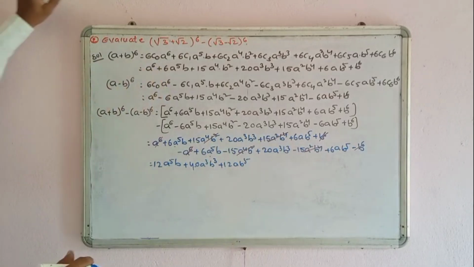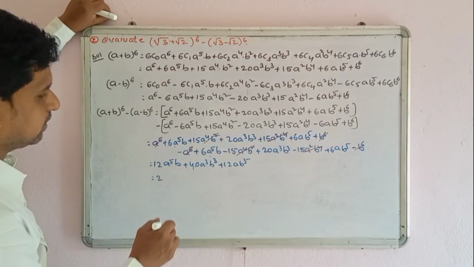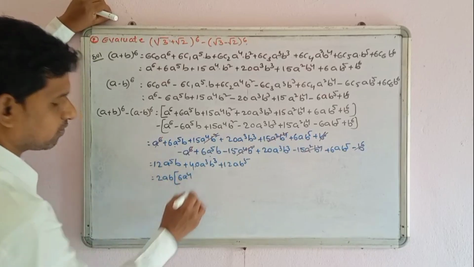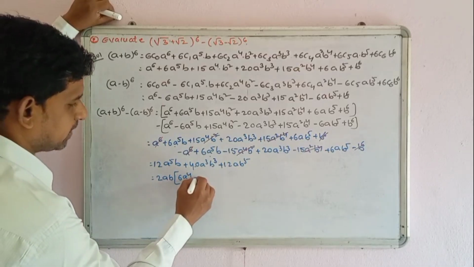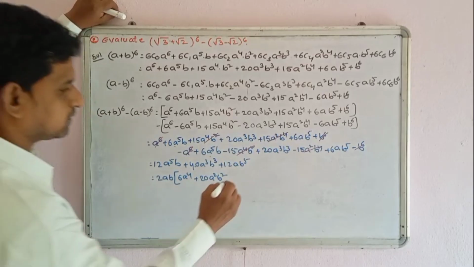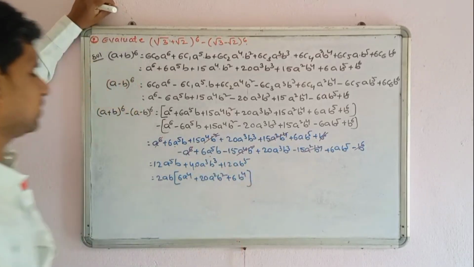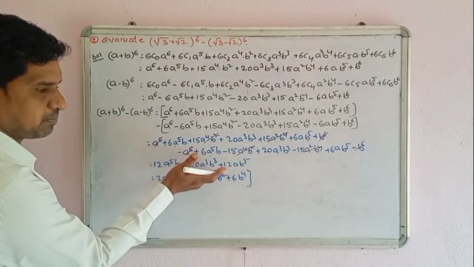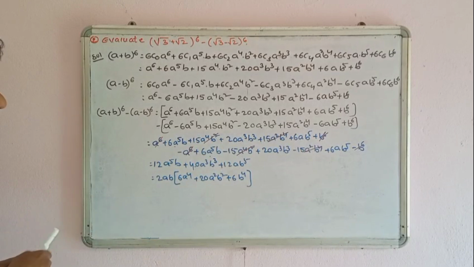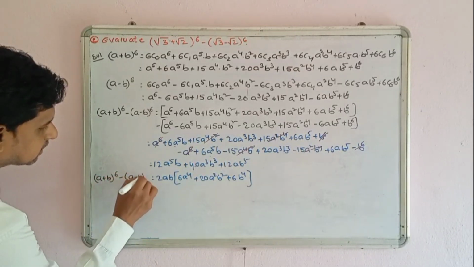Observe that in this, 2 is common, ab is common, 2ab is common. So 2ab times (6 a power 4 plus 20 a square b square plus 6 b power 4). Okay, so there is no need to write this step; it is only for our convenience. If it is not right, no problem. So what about this one? (a plus b) whole power 6 minus (a minus b) whole power 6.